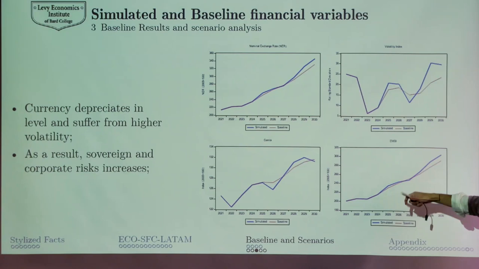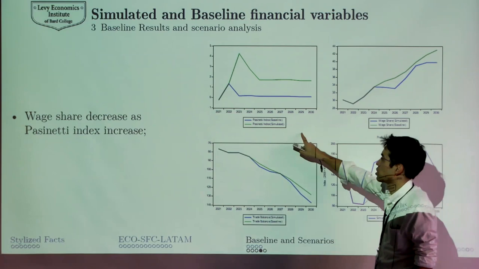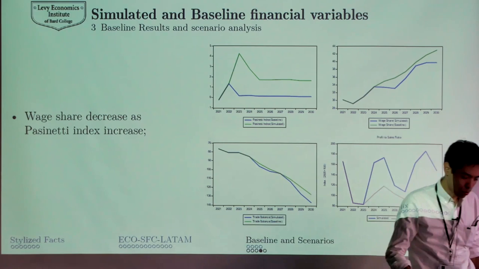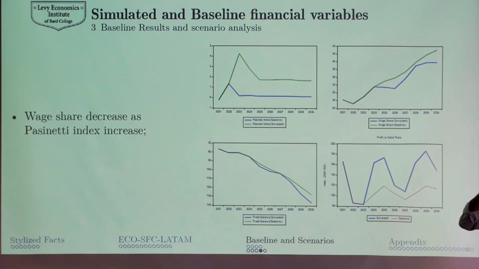And of course, here we computed our Pasinetti index. We can compute the Pasinetti index in our model because we have a very simple function to endogenize both the productivity and the dynamic of prices. Yeah. So you said you increase the interest rate and then you get a depreciation. Yes.